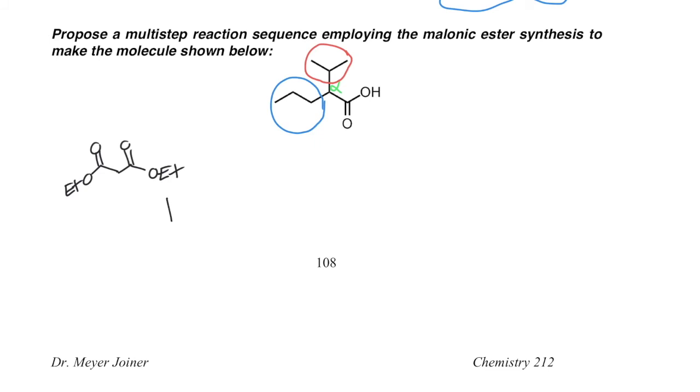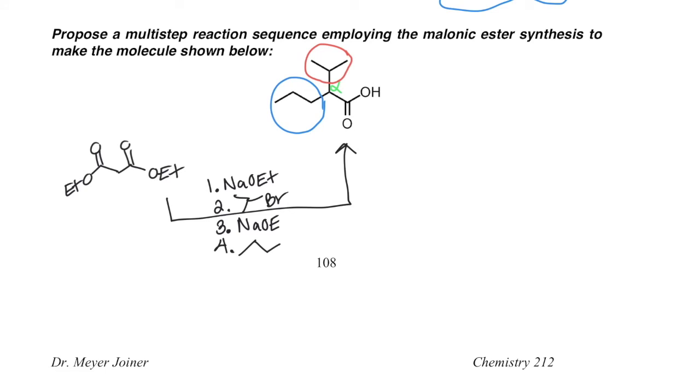I think we have enough information now. So go step one, base, NaOEt, to make your enolate. Step two, pick either one of those R groups. I'm going to pick the red one, isopropyl bromide. Get that one on. Step three, alkylate a second time, but this time I'll do the blue one. Finally, hydrolysis conditions, double hydrolysis, decarboxylation. And we're done. It's those five steps.